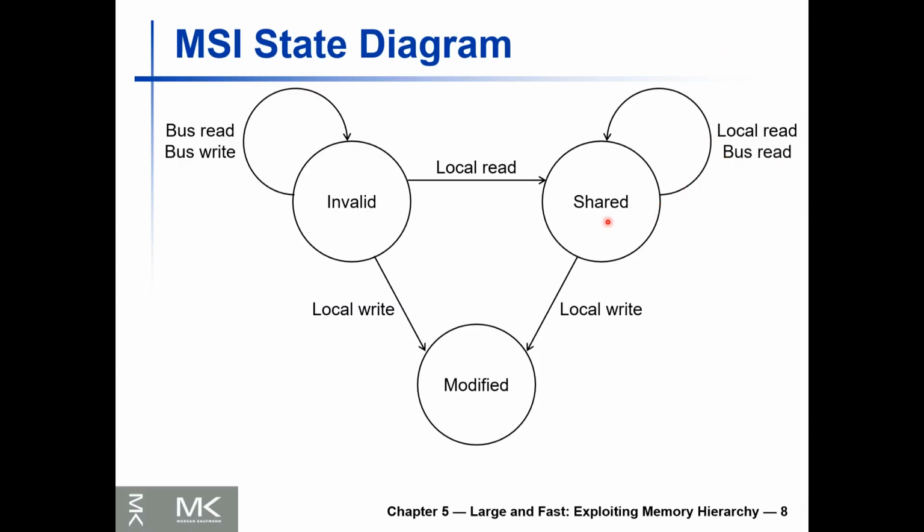Okay, so somebody's saying we either go to modified or we go to invalid. Let's say which one. Can we stay in the shared state? If somebody else writes to a block, that means we're going to have the wrong value. Somebody else is writing to the block, so we're going to have the wrong value. So we cannot keep that value in our cache.